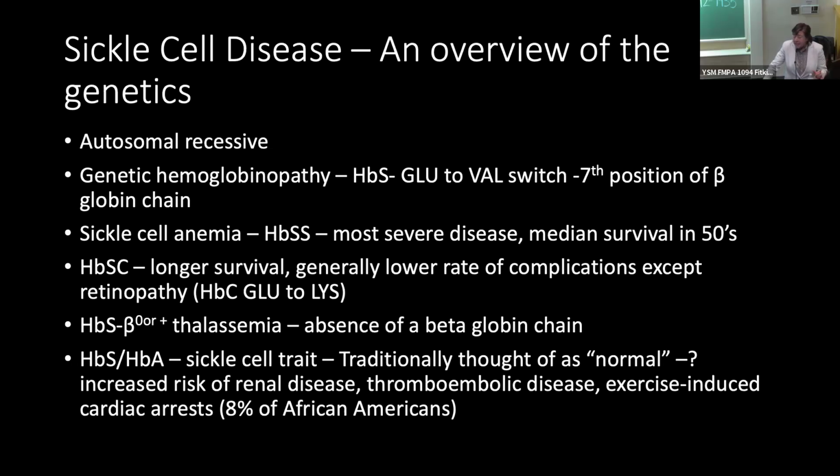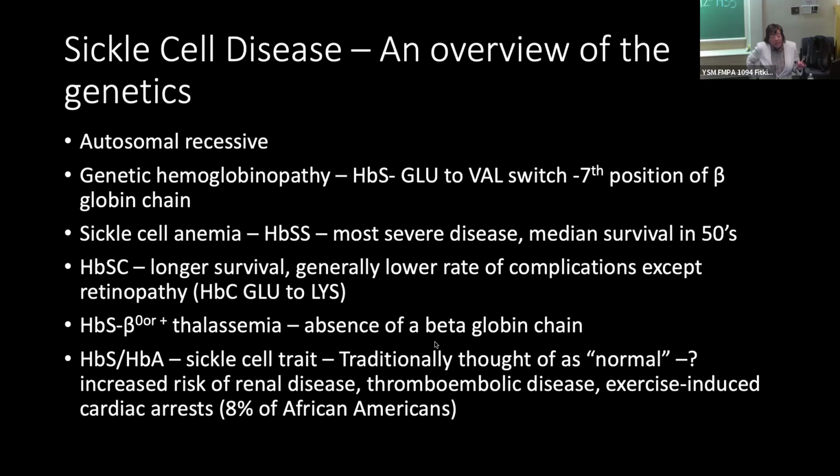Hemoglobin SC disease is a compound heterozygote of hemoglobin S and hemoglobin C, which is a glutamic acid to lysine switch in the same codon of the beta globin chain. This used to be thought of as a milder form of sickle cell disease. You'll see from my second case, not so mild, but these patients do have a lower rate of complications and a longer survival, except for retinopathy, which is, for whatever reason, more common in patients with hemoglobin SC disease.